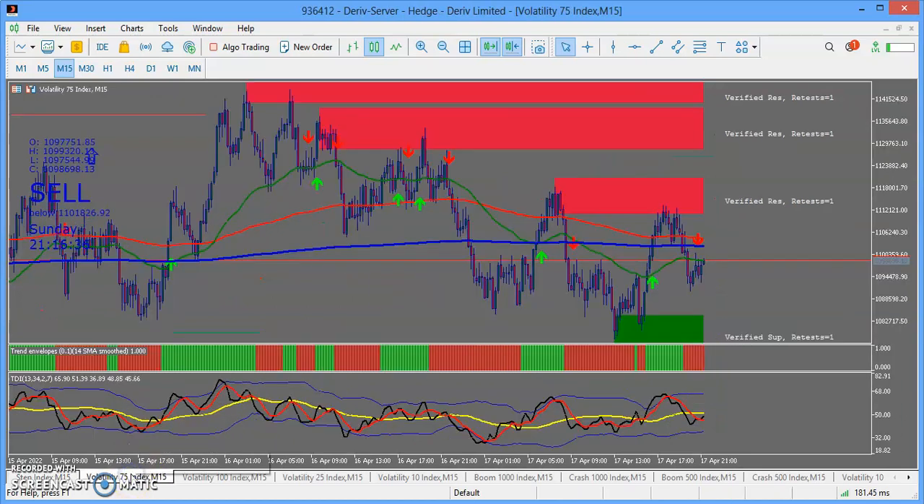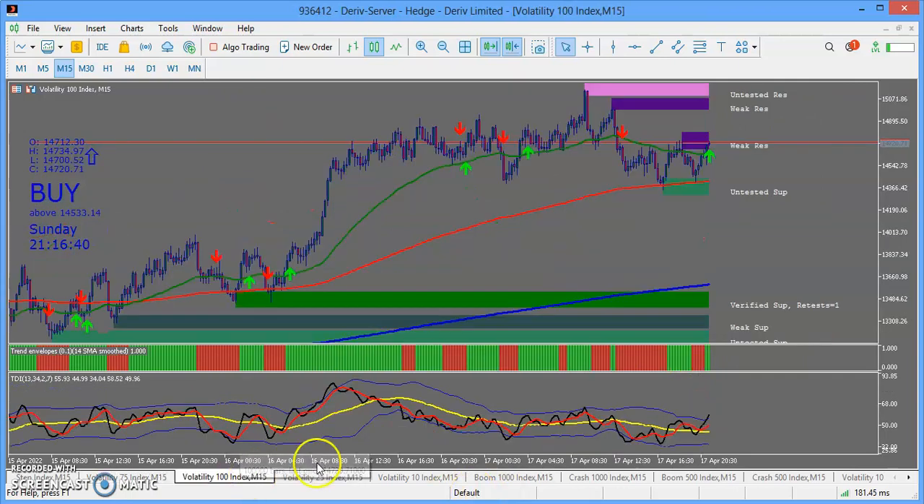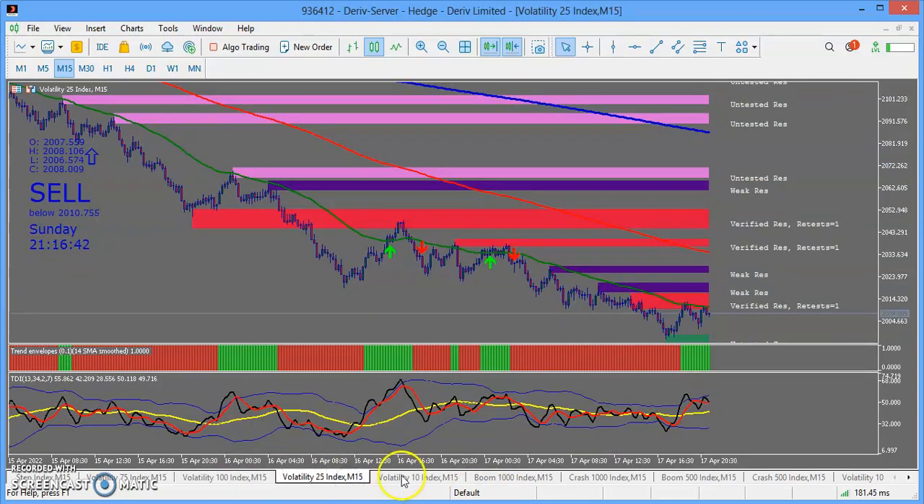Let me look for a sell signal, a sell signal to explain. Yeah, so this is a sell signal.